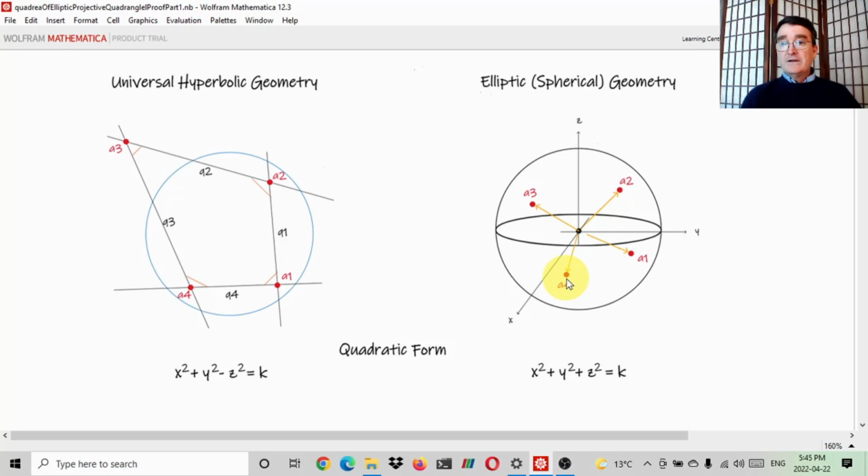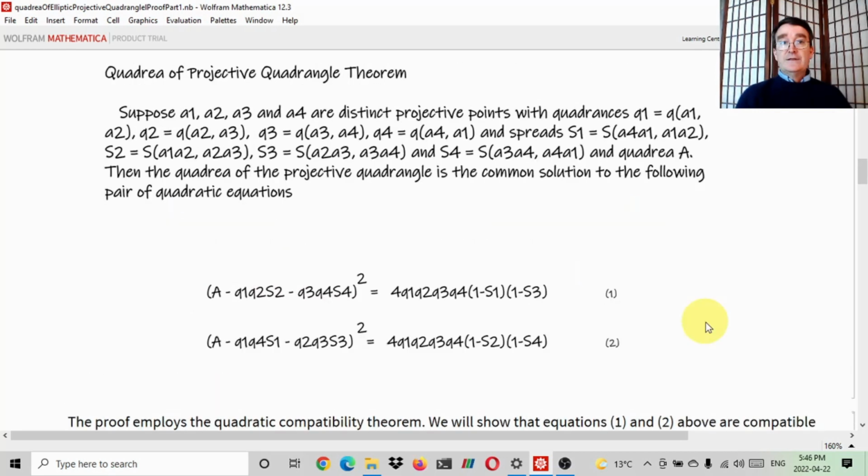So there's a quadrea which comes about from these four projective points, A1, A2, A3, and A4. And that's what the quadrea of the projective quadrangle theorem states.